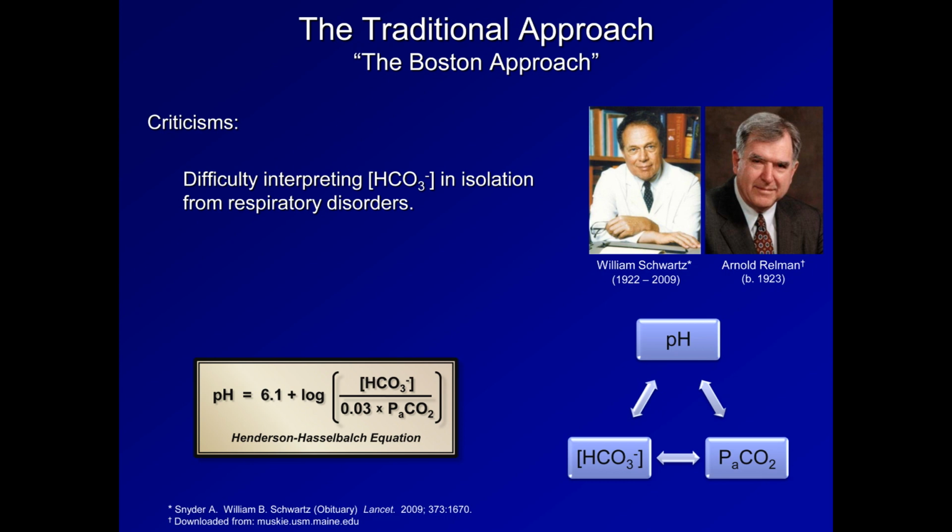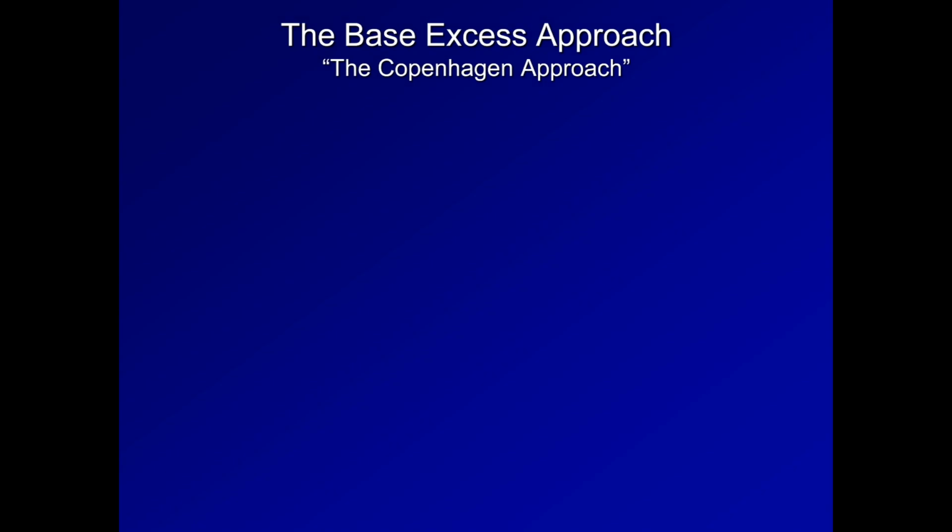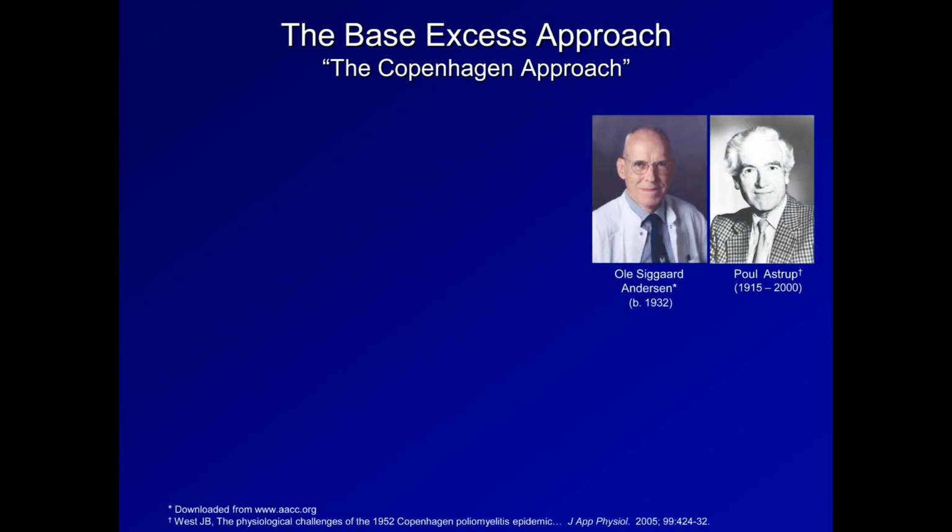Another common criticism, which I think is a little bit more valid, is that it fails to invoke buffers other than bicarb. As we learned in Lecture 2, there are numerous other buffers in the body, including albumin, phosphate, and hemoglobin. An alternative approach to acid-base analysis came from Denmark and primarily advocated by Sigurd Andersen and Astrup.